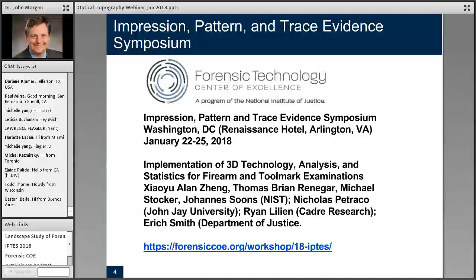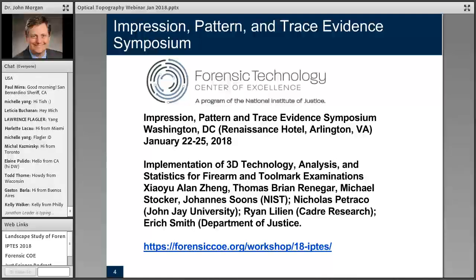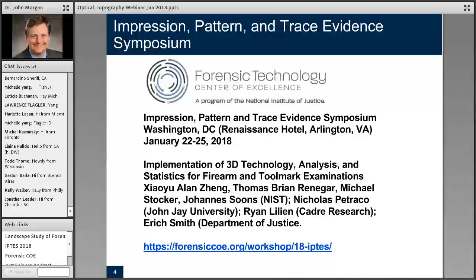If you can't make it to DC later in January, there will be both a workshop, a very in-depth workshop, done by Alan Zhang and some of the other folks from NIST, Ryan Lillian and Nick Petrayko, and Eric Smith from the Department of Justice FBI. That won't be online, but there will be several interesting presentations, including on things like congruent matching from the NIST folks and other folks.